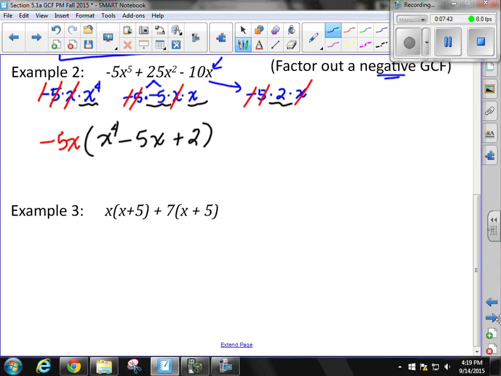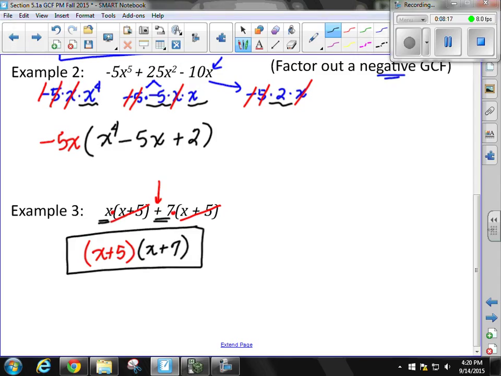Now in example 3, multiplication, x times what's in parentheses, 7 times what's in parentheses. This plus sign that's not inside a parenthesis separates my expression into the term on the left and the term on the right. When I look at them, the things inside parentheses are exactly the same. X plus 5 is my common factor, and if I look at what's left, I have x plus 7. That goes in a second set of parentheses, and that expression is factored.